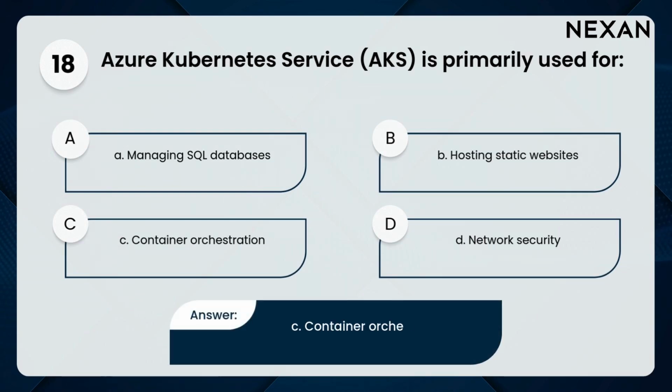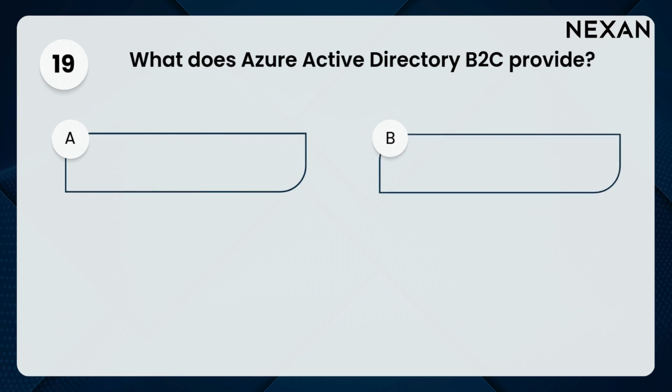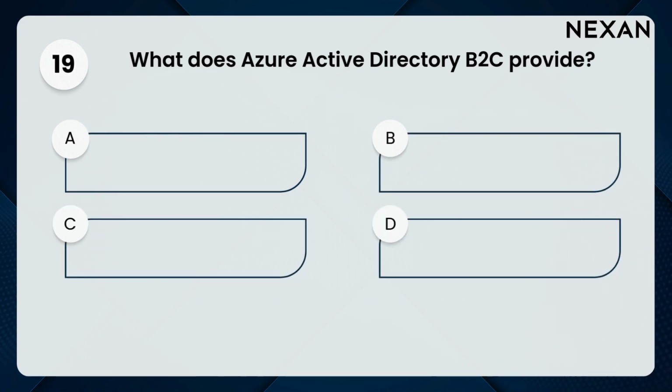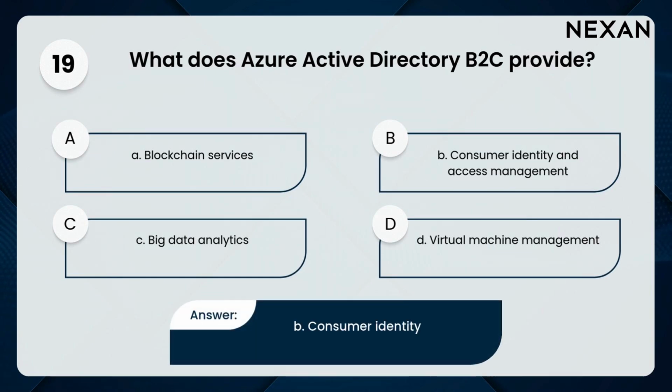Answer: C. Container orchestration. 19. What does Azure Active Directory B2C provide? A. Blockchain services, B. Consumer identity and access management, C. Big data analytics, D. Virtual machine management. Answer: B. Consumer identity and access management.